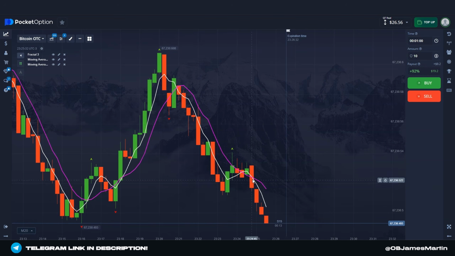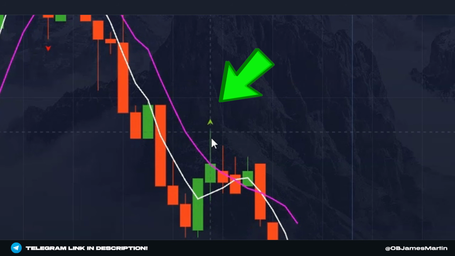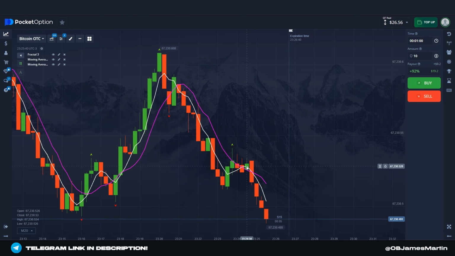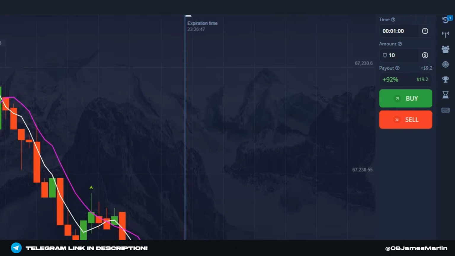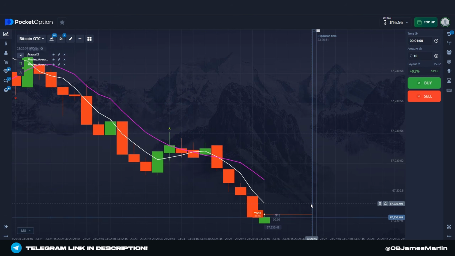All right, guys, now we have a different situation. We got a green fractal. Okay, that means a downtrend for us. So we need to click on the sell button. And look at this, we got the same crossing line. All right? So click on it and let's wait for the results. All right? So we're back soon.